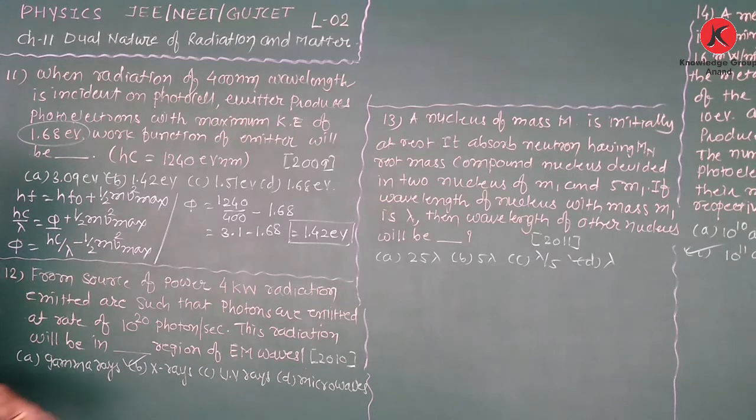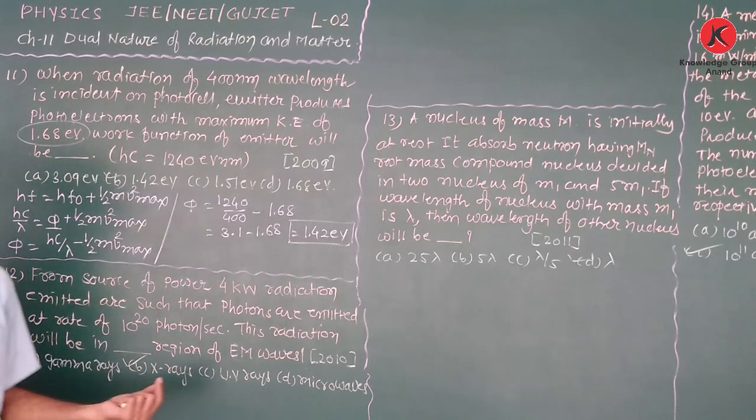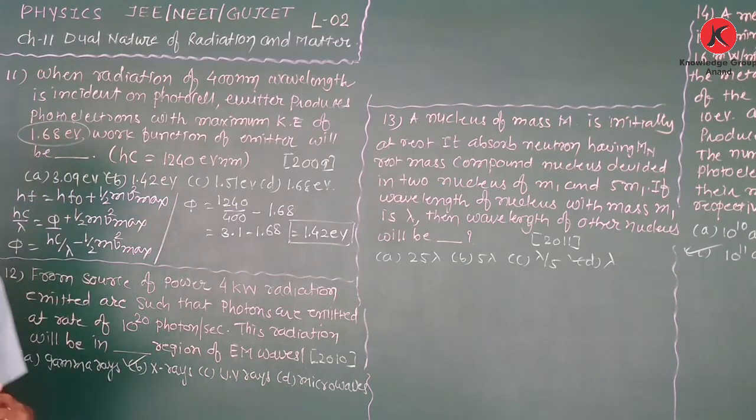After that, next, asked in 2010: from a source of power 4 kilowatt, radiation is emitted such that photons are emitted at a rate of 10^20 photons per second. That is, N upon t is given, the number of photons per second, 10^20. This radiation will be in which region of electromagnetic waves? For that purpose, we have to first find out either the wavelength or the frequency.